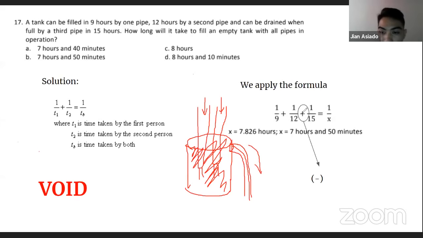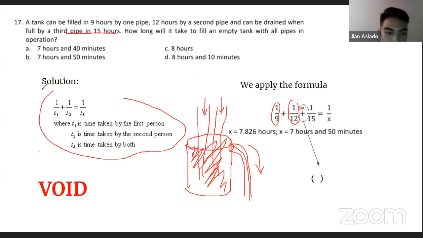So that's why ito dapat should be negative. Etong third pipe, 15 hours. So the first pipe is positive, 1/9, and then 1/12, then 1 over x. This is more like a general formula. This is called a work time problem. Okay. So again, solving for x, it's pretty simple then.